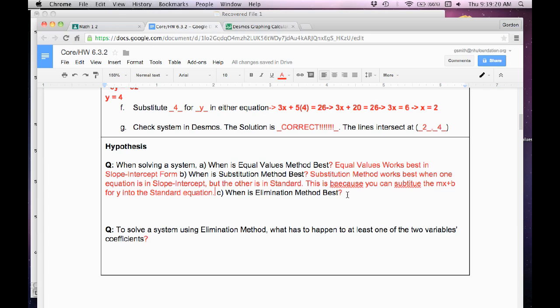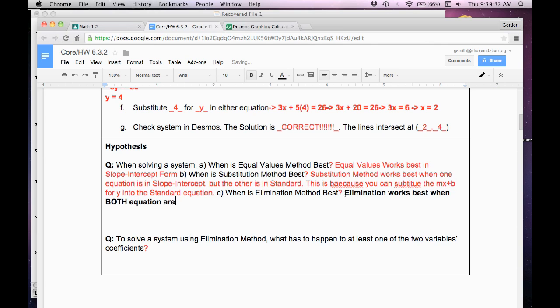Solid. When is elimination best? Elimination works best when they're both in standard. When both equations are in standard form, because then you can line up the x's and y's and make one of them eliminate by canceling it against the other one. You add the two equations together, in other words. Okay, so that's it for number one.